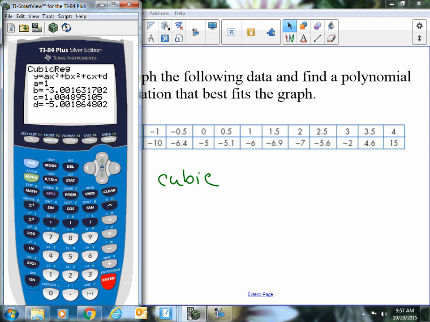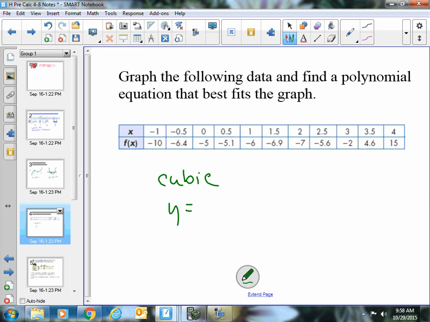All right, so you notice the form up at the top. It says y equals ax cubed plus bx squared plus cx plus d. Then it gives you those coefficients. So let's go ahead and jot them down. I'm going to round out to the thousandths place, I guess. Actually, I'm just going to round to whole numbers because almost all of them are pretty close to that. So we can get a really good approximation of what that data would look like. So my equation would be y equals 1x cubed minus 3x squared plus 1x minus 5.